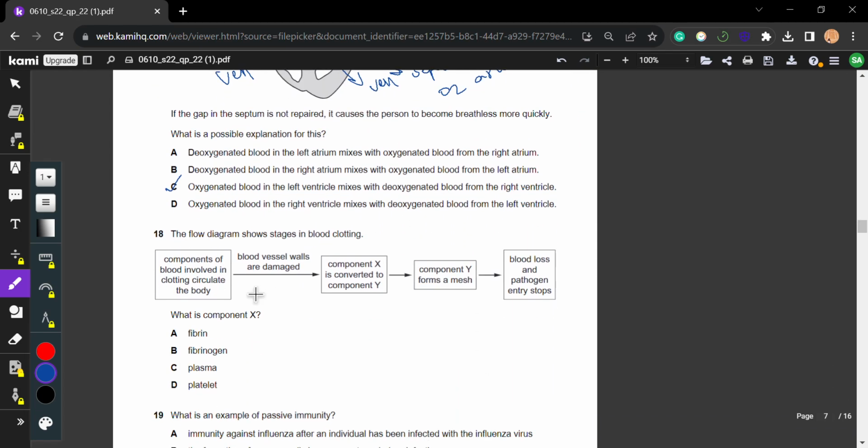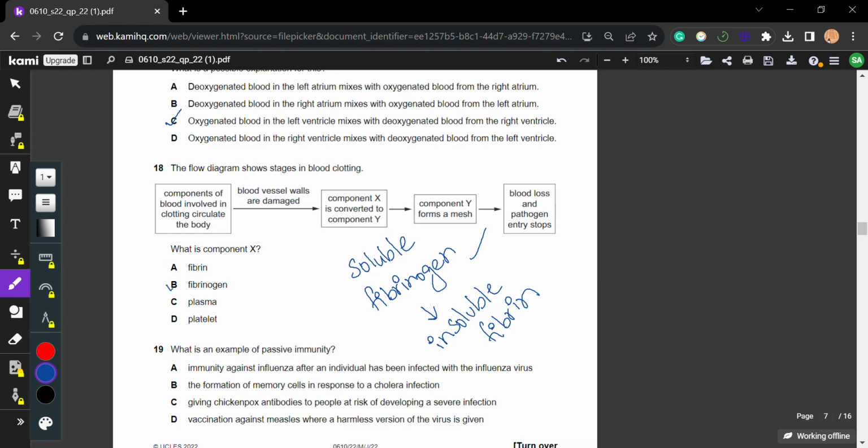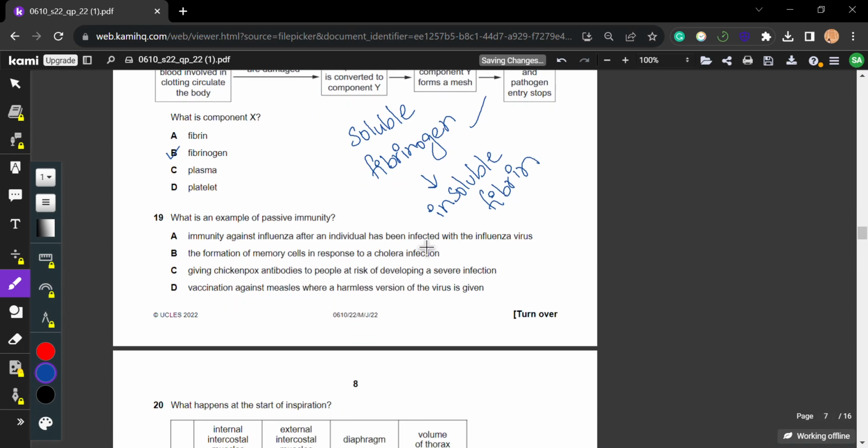The flow diagram shows stages in blood clotting. Okay. Components of blood involved in clotting circulate the body. Blood vessel walls are damaged. Component X is converted to component Y and component Y forms a mesh. Now component X will be soluble fibrinogen. You need to know this. Which gets converted to insoluble fibrin. So correct option is going to be fibrinogen, which is over here. It's a common question. It's very easy if you know the theory behind it.